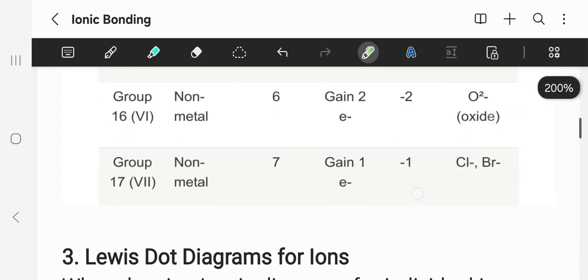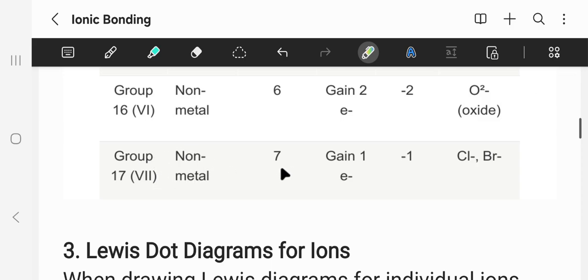And we move to the last one, group number 7. That's where we have 7 valence electrons, and to get to 8, we will need to gain 1 electron, and the charge would be -1. Examples are Cl- and Br-. So those are our atoms in terms of their positions: if they are in this group, they are either metals or non-metals, and based on the position of the group, we see how many electrons are gained or lost.